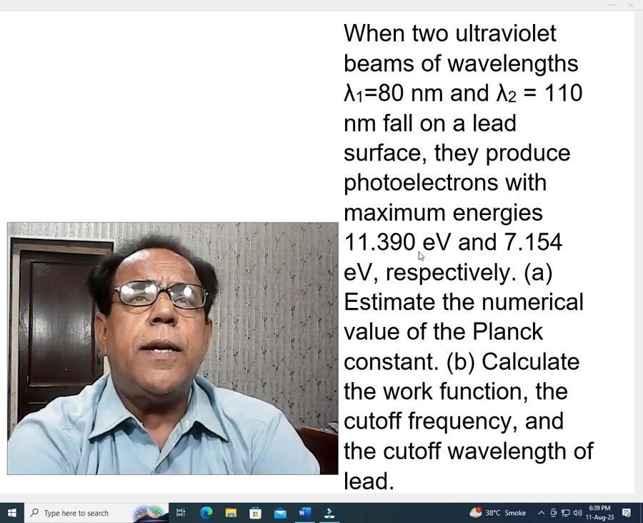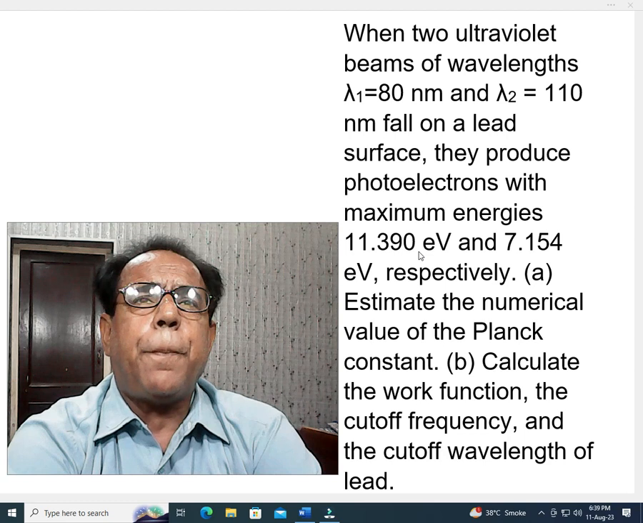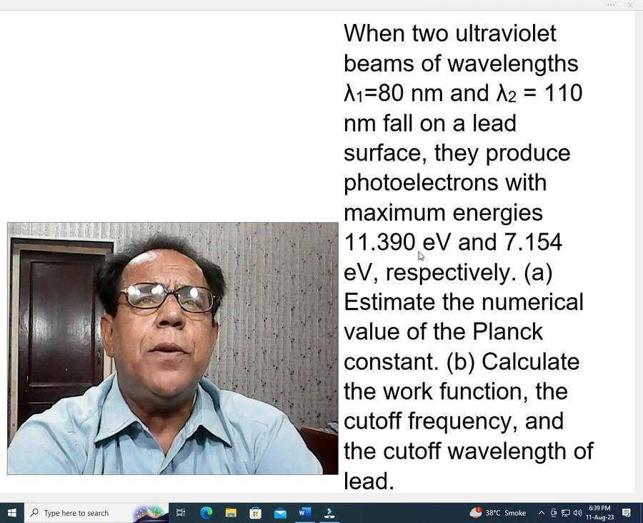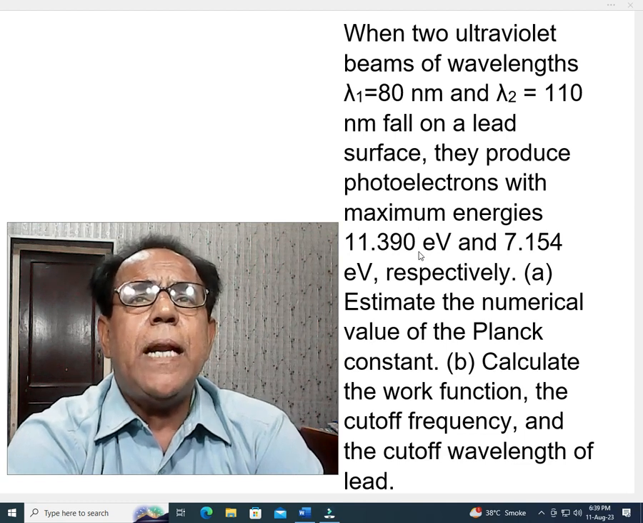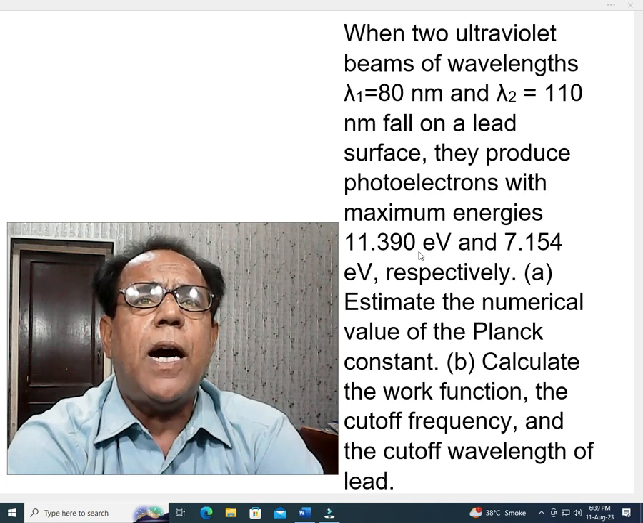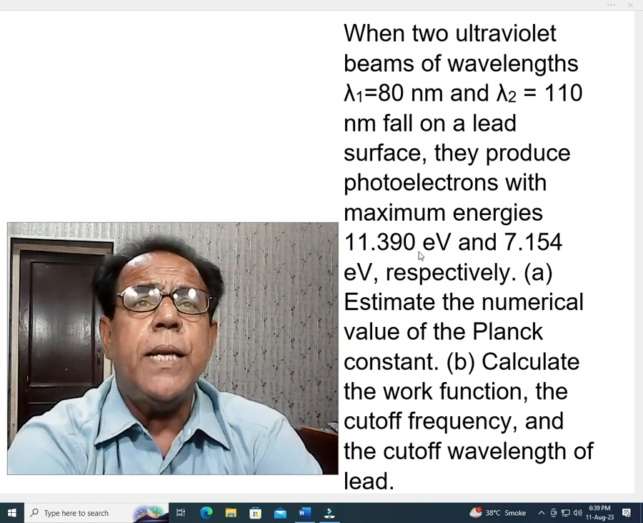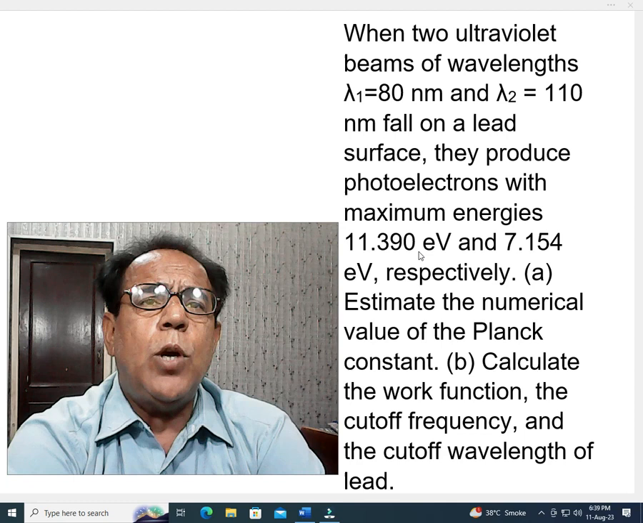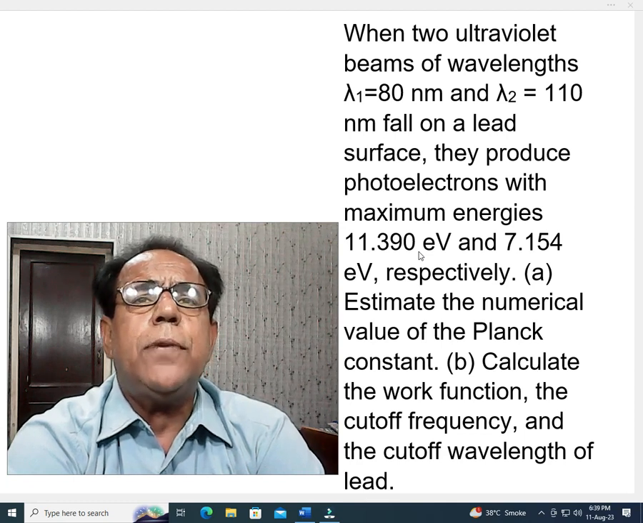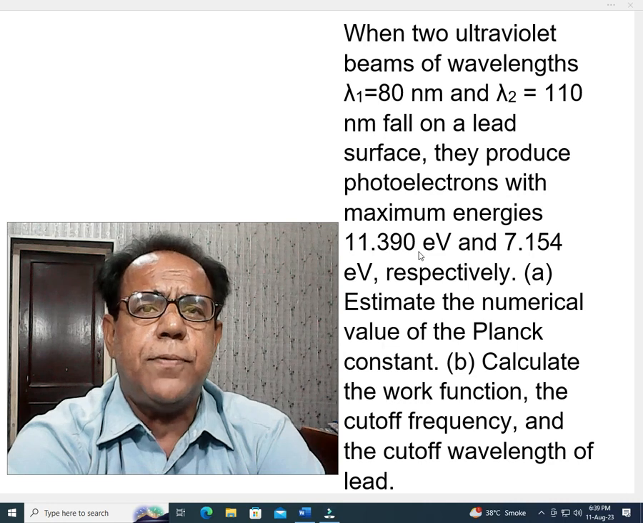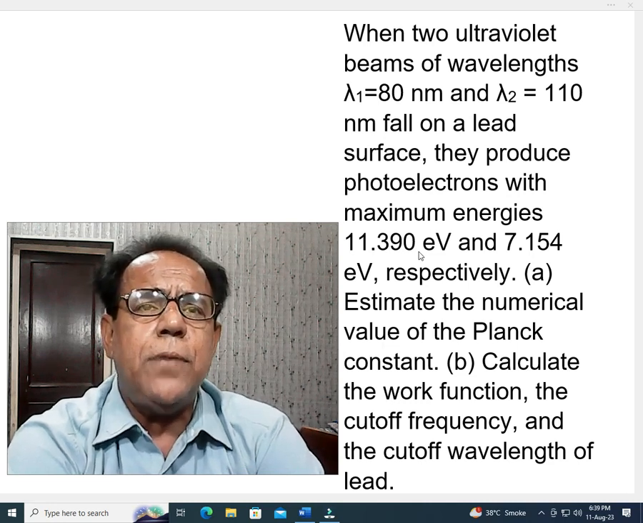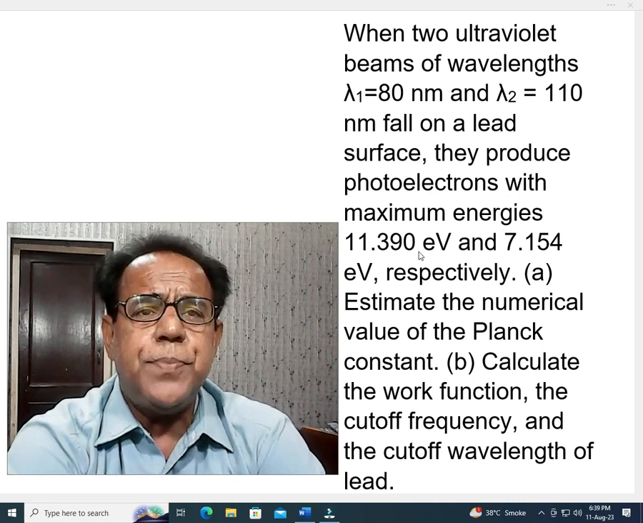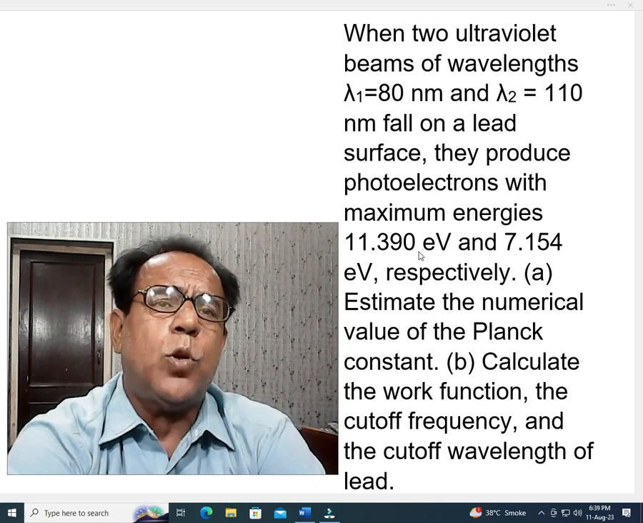When two ultraviolet beams of wavelengths lambda 1 equal to 80 nanometer, nano standing for 10 raised to the power minus 9, and lambda 2 equal to 110 nanometer fall on a lead surface, they produce photoelectrons with maximum energies 11.390 electron volt and 7.152 electron volt respectively. Part A, estimate the numerical value of the Planck constant. Part B, calculate the work function, the cutoff frequency and the cutoff wavelength of lead.